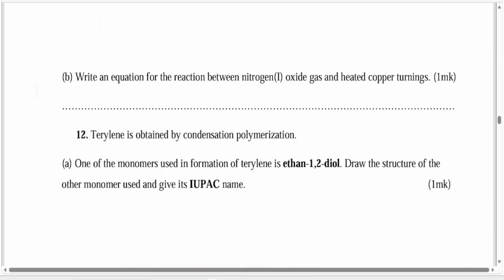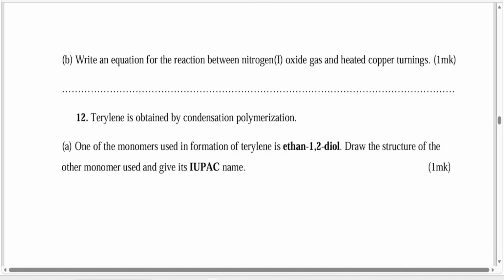Part B of the question. Write an equation for the reaction between nitrogen(I) oxide gas and heated copper turnings. When nitrogen(I) oxide gas reacts with copper turnings, this is one of the chemical properties of nitrogen(I) oxide. It's going to be reduced by copper. So itself is an oxidizing agent. So it's going to oxidize copper to copper oxide.